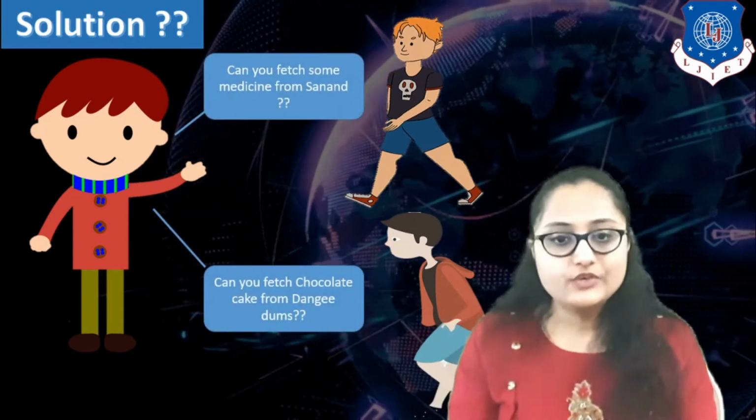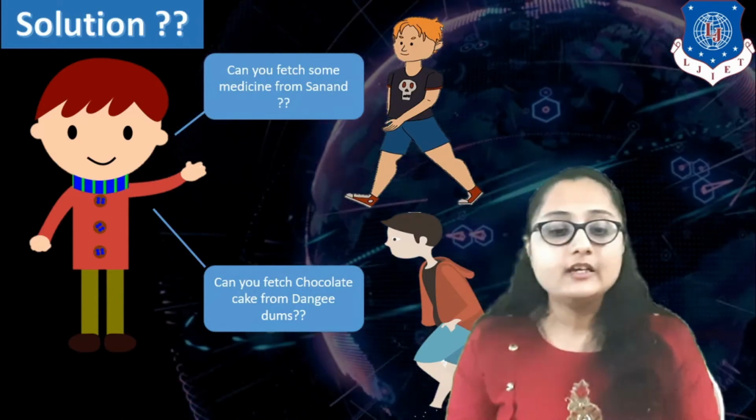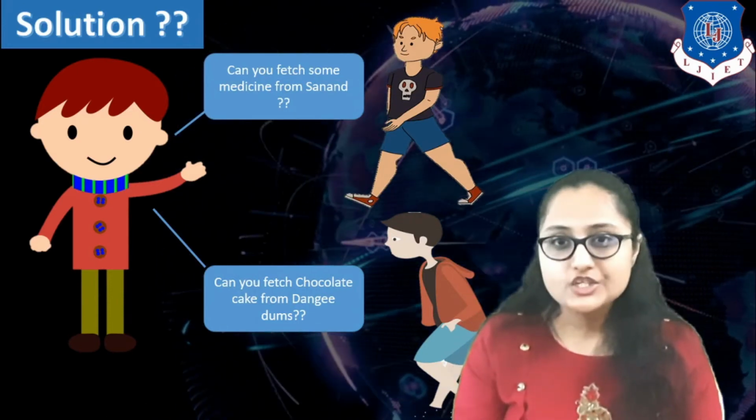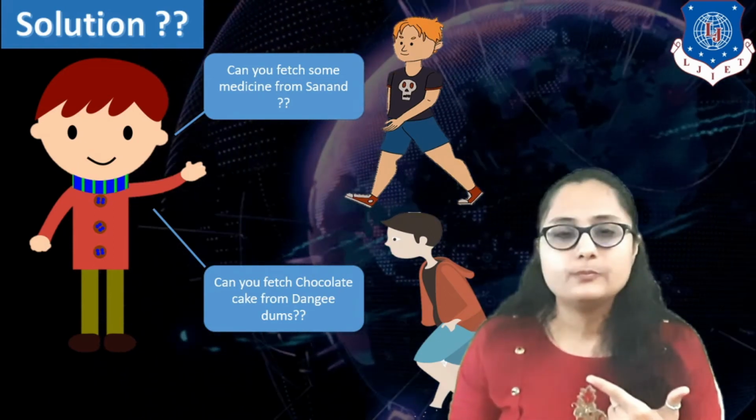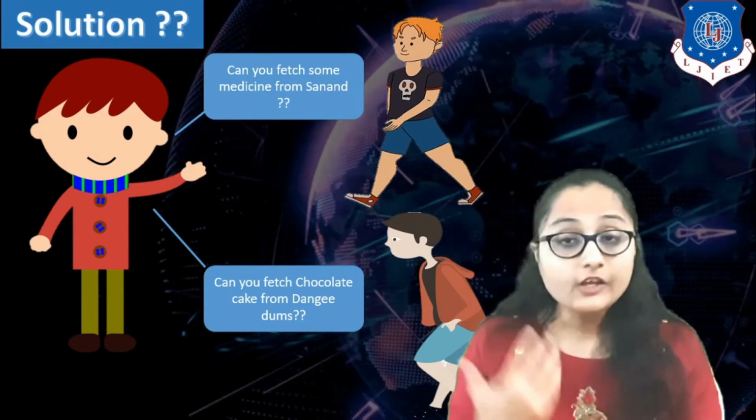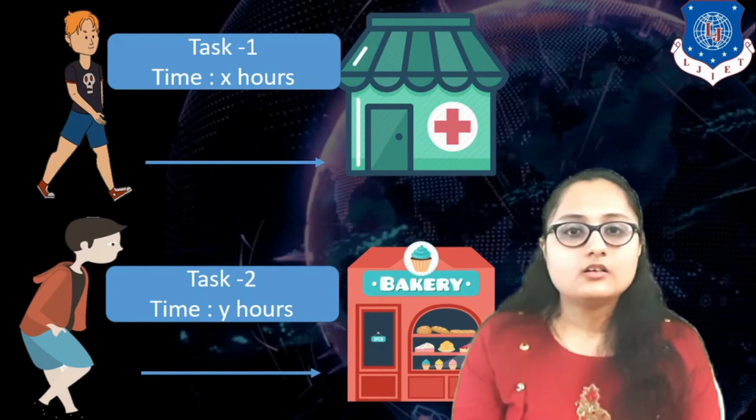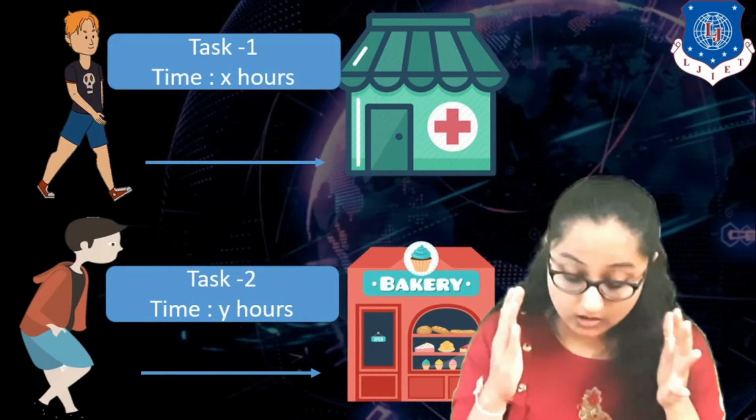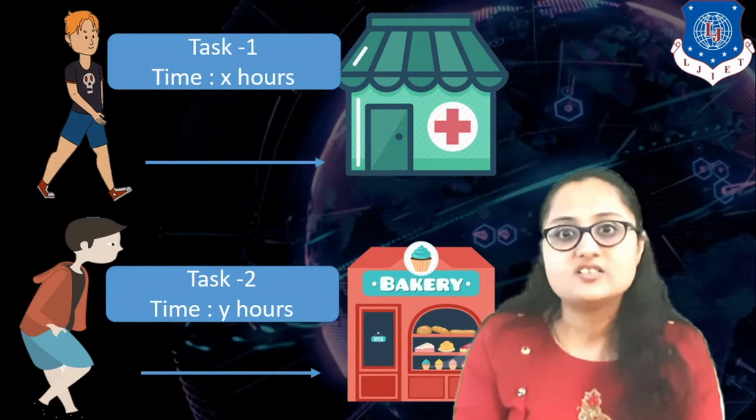So to the first friend I am telling, please go to Sanand and fetch some medicine. To the second friend I am telling, can you fetch some chocolate cake from Denji Dumps. So this is parallel processing, you can say, which I am performing, and you can see that both the friends go to perform the task at the same time. The start time is the same.